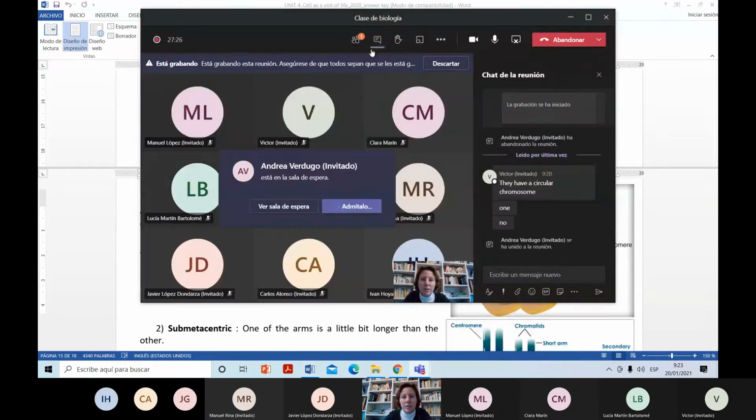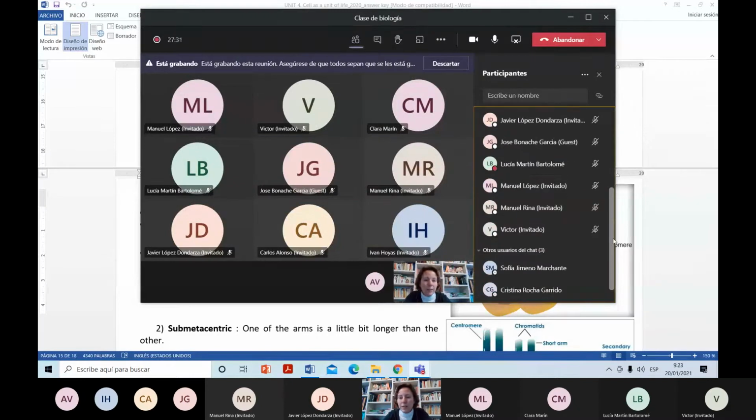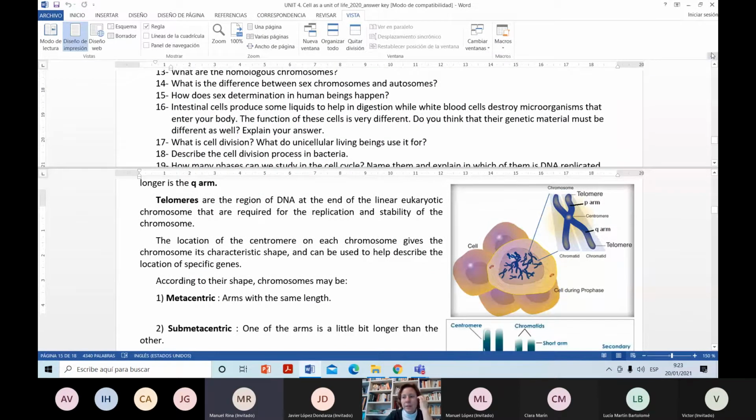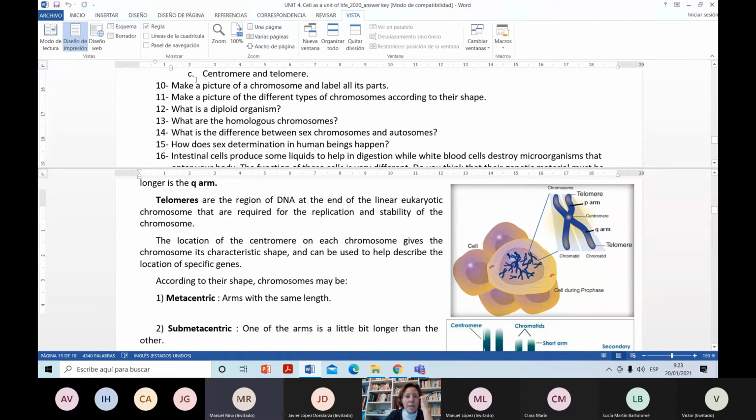A ver, Andrea, que se nos viene y se nos va. Which are the parts that, Manuel, Rina, which are the parts that you've marked on your chromosome? What are the names of the different parts that you've marked? Manuel, did you label the picture? Because the question was make a picture of the chromosome, so something similar. Que no te escucho muy bien, que repitas, vale.